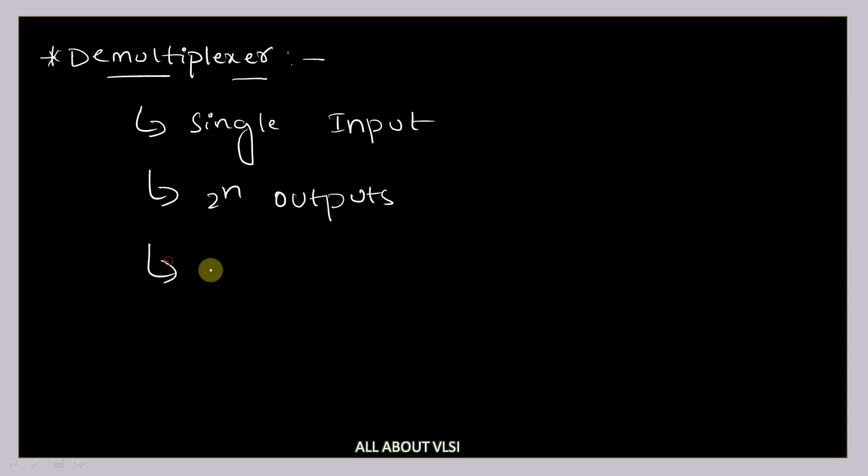And here we are going to have n select lines. According to these select lines, we decide which output will be connected to the input. So depending upon your select lines, your output will be connected to your input.